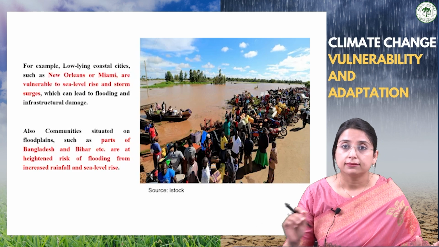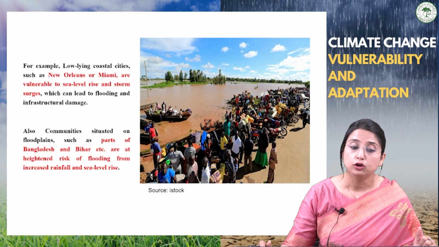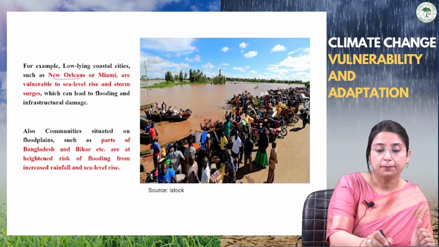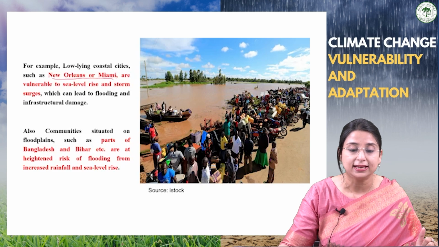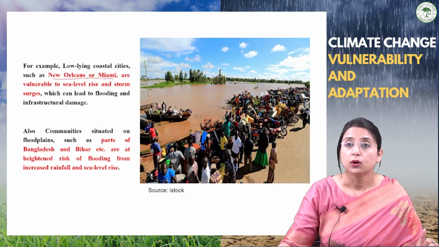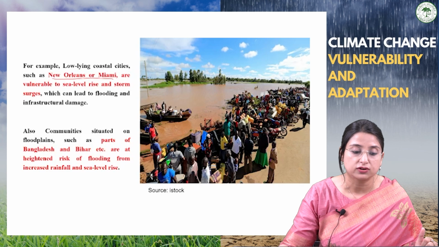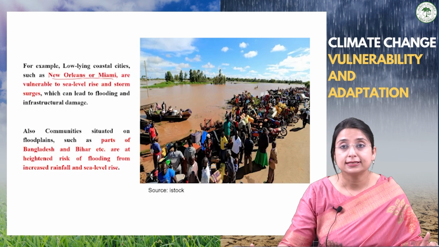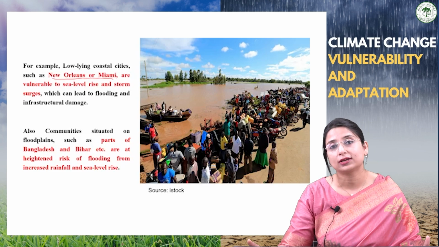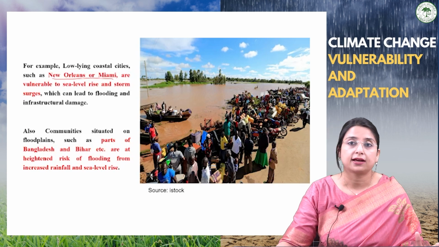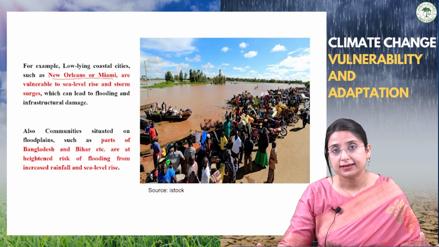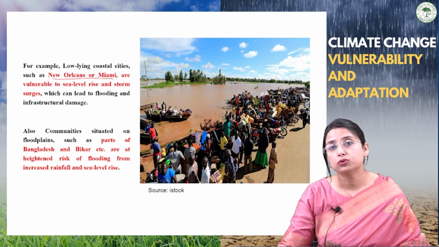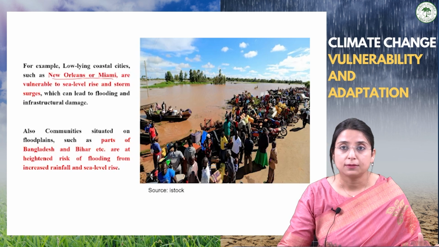You can take a real world example. Low lying coastal cities such as New Orleans or Miami are vulnerable to sea level rise and storm surges, which can lead to flooding and infrastructural damage. Because these are coastal cities, they are most prone to storm surges, flooding, sea level rise, etc. And as we know, due to climatic change, glaciers and ice caps are melting and sea level is rising day by day. That's why coastal cities especially are most prone to these types of impact.